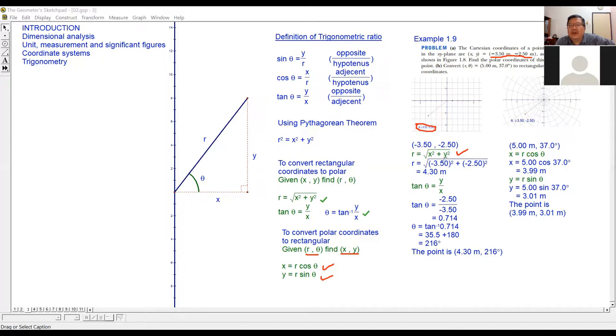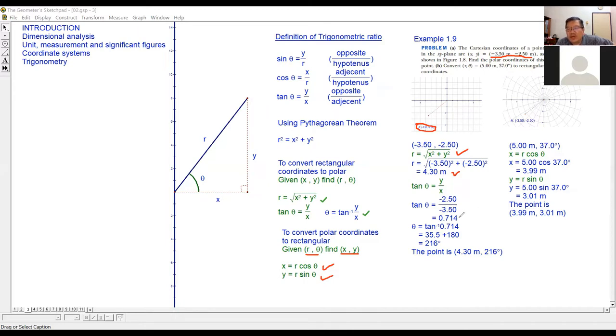If you look at the original values, there are three significant figures here, so your radius should also be calculated to three significant figures. So it's 4.3 meters. Now, how do we find theta? We know tangent theta is y over x, so y is negative 2.5 and x is negative 3.5.